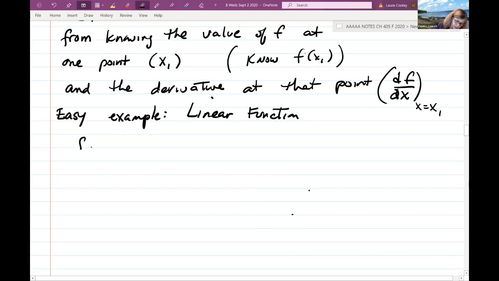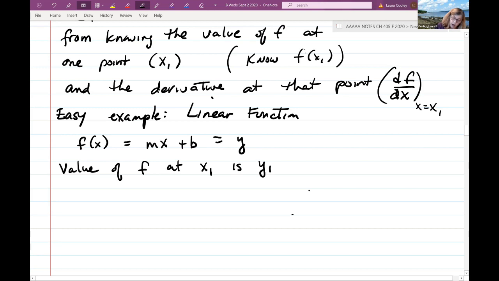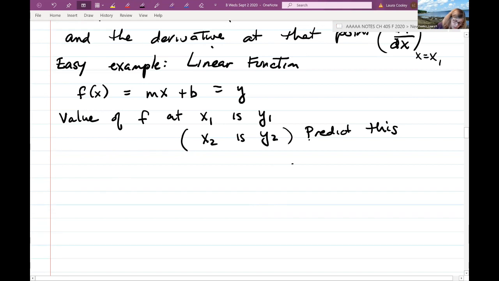Okay, so suppose I have a linear function. So if it's a linear function, I know f of x is mx plus b, and I could also call this y. A lot of times we say y equals f of x. And the value of the function at x1 is y1. And the value of the function at x2 is y2, but I don't know this. I want to predict this.